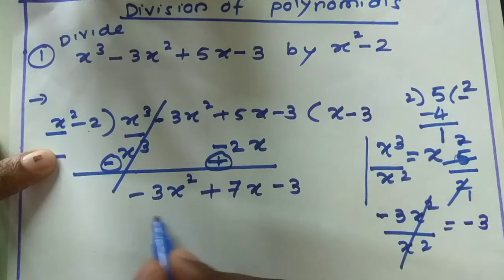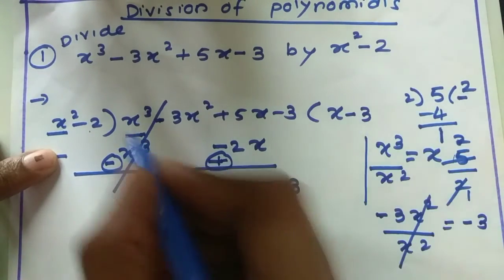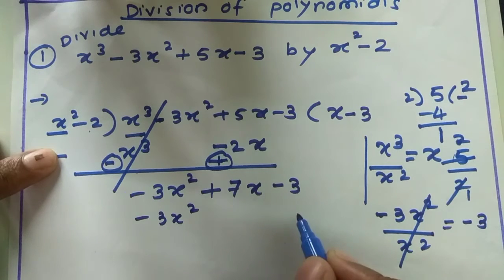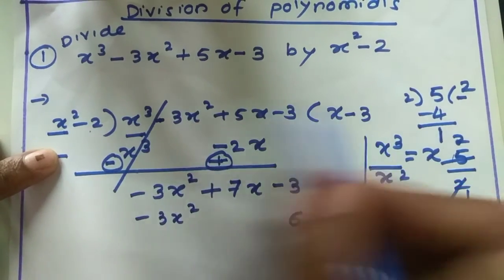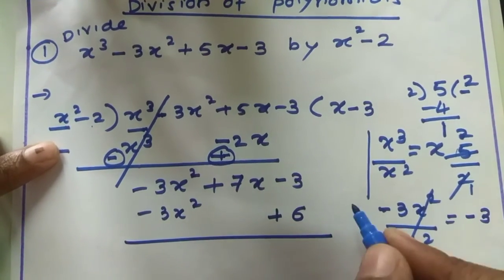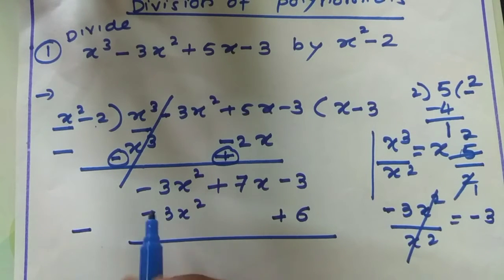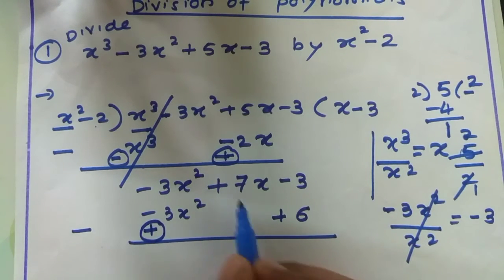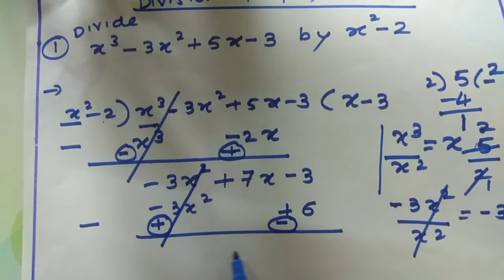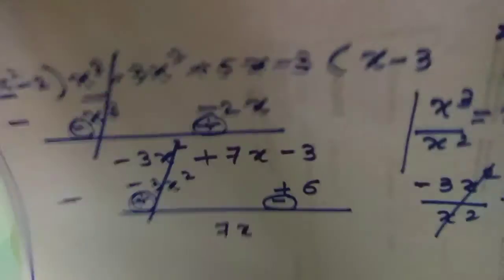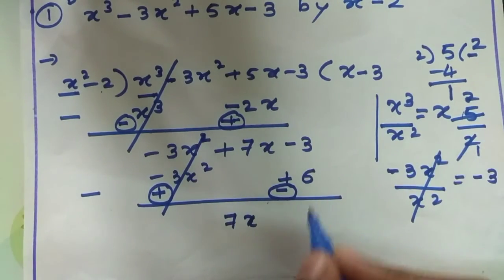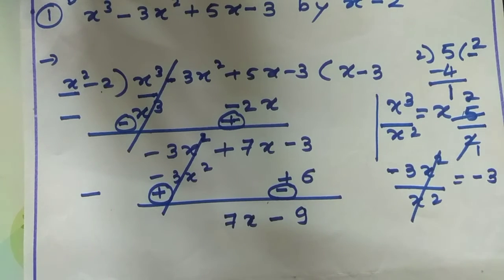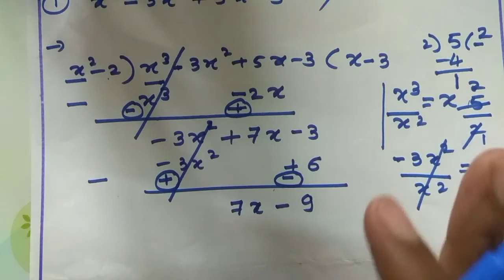Minus 3 into x square is minus 3x square. 3 into 2 is 6, so I will write that below, 3 twos are 6, minus is plus. Now as we do the subtraction, minus will become plus. Here there is no term, so plus minus will become minus. So plus 3x square minus 3x square will be eliminated. Plus 7x will come as it is. Then minus 3 and plus 6 we can add here to get 9. Now further we can't divide, we have to stop the division here.